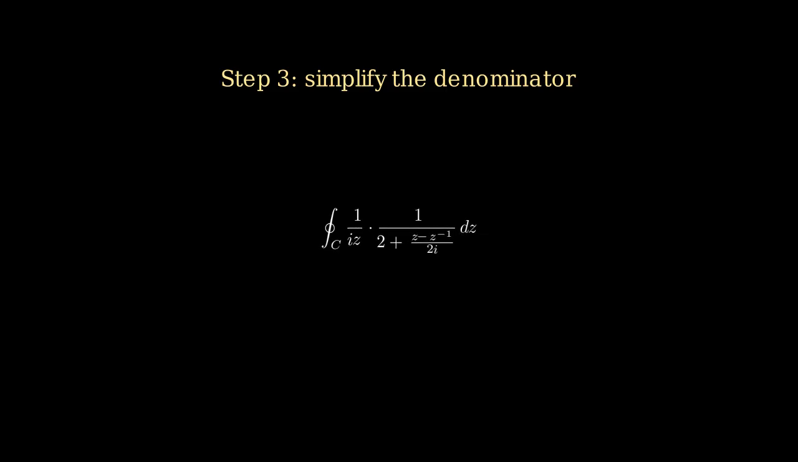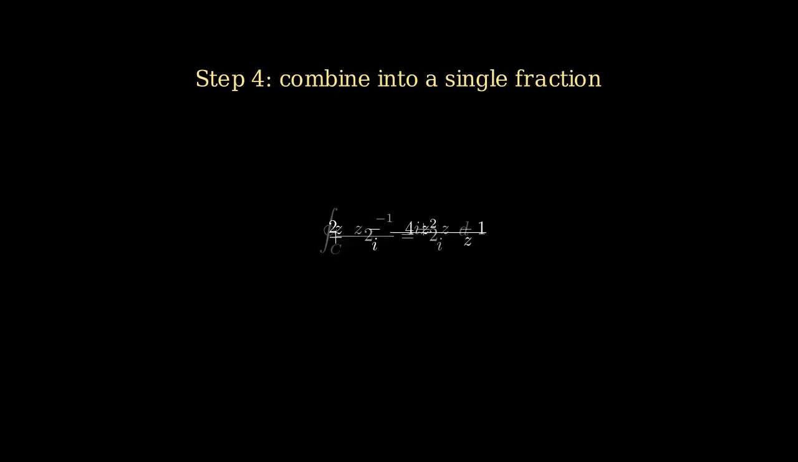Step 3. Simplify the denominator. 2 plus (z minus 1 over z) over 2i equals (4iz plus z squared minus 1) over 2iz. Step 4. Combine everything. The closed loop integral becomes the closed loop integral over C of 2 over (z squared plus 4iz minus 1) dz.